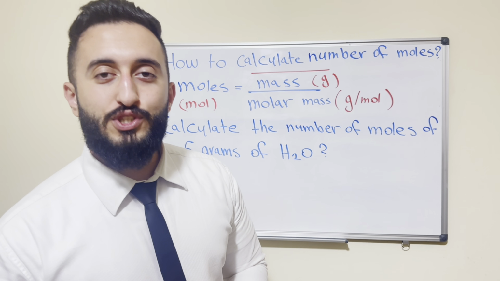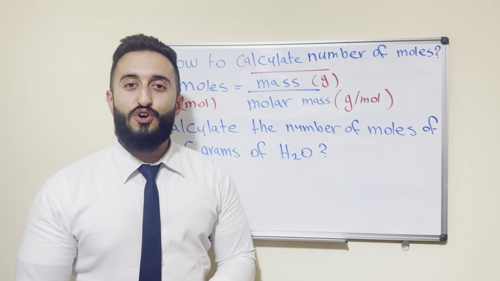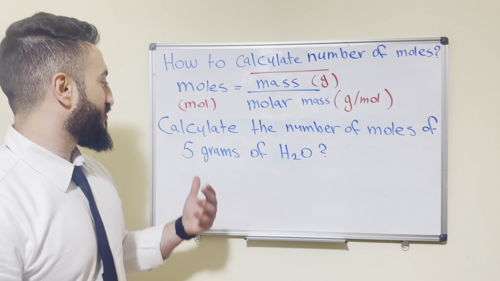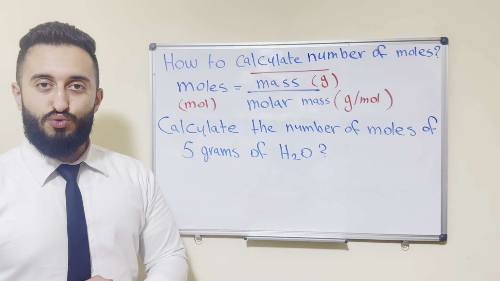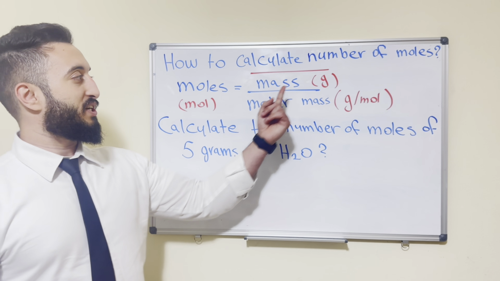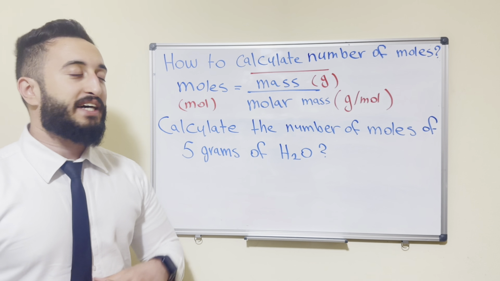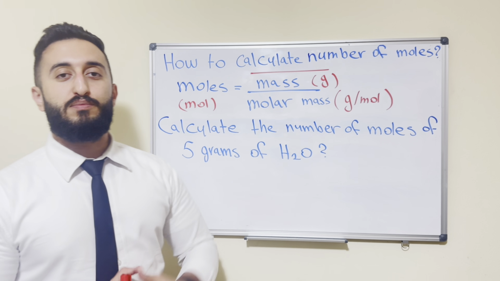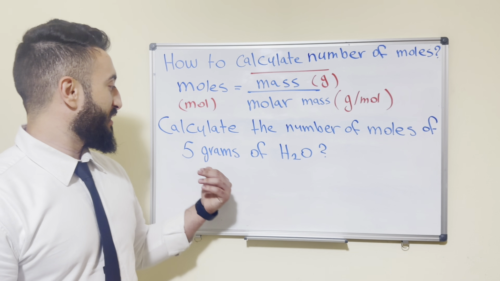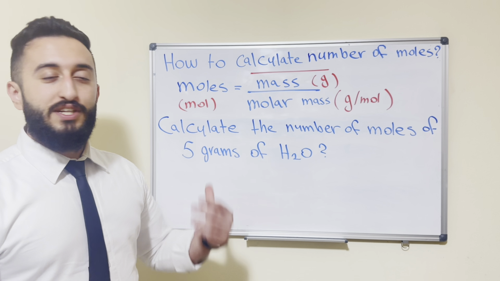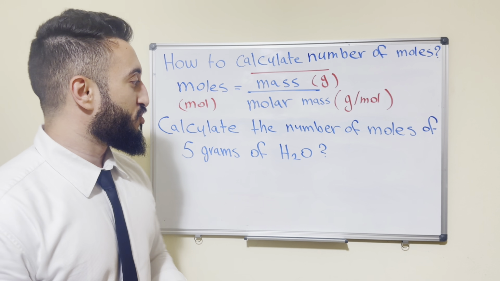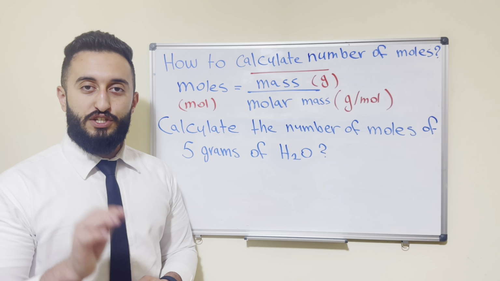So now we are going to calculate the number of moles of the following molecules. Calculate the number of moles of 5 grams of H2O. Basically here we have 5 grams, which is the mass. And we said that moles equal mass over molar mass. In the question we will have only the mass, so we need to calculate what? The molar mass, as we learned right now. So what is the molar mass of H2O?